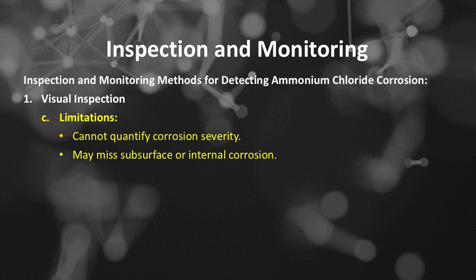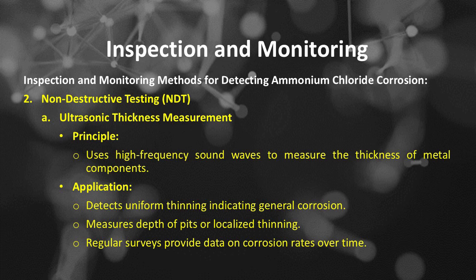internal corrosion. Inspection and monitoring methods for detecting ammonium chloride corrosion. Number 2 is non-destructive testing, or NDT, which includes: A, ultrasonic thickness measurement, or UT. The principle of ultrasonic thickness measurement is that it uses high-frequency sound waves to measure the thickness of metal components. The application of ultrasonic thickness measurement is to detect uniform thinning indicating general corrosion, to measure the depth of pits or localized thinning, and regular surveys provide data on corrosion rates over time.